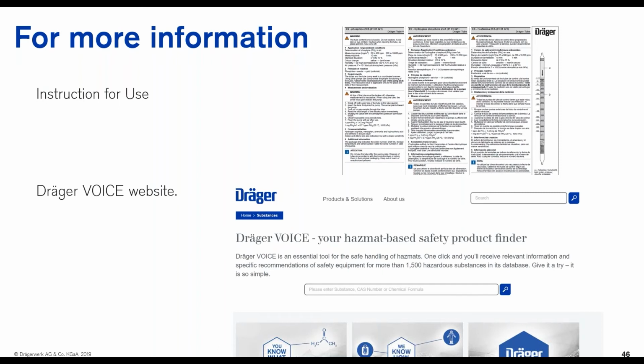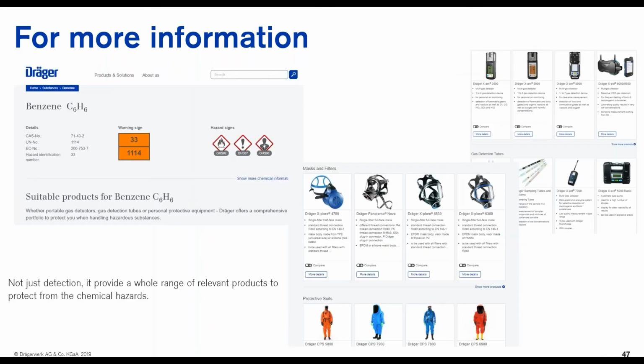Next, we also have this very powerful Dräger Voice website. I urge everyone to use this website. This website is located in our main Dräger website. With Dräger Voice, the moment you key in a toxic gas, it will provide you a range of detection.